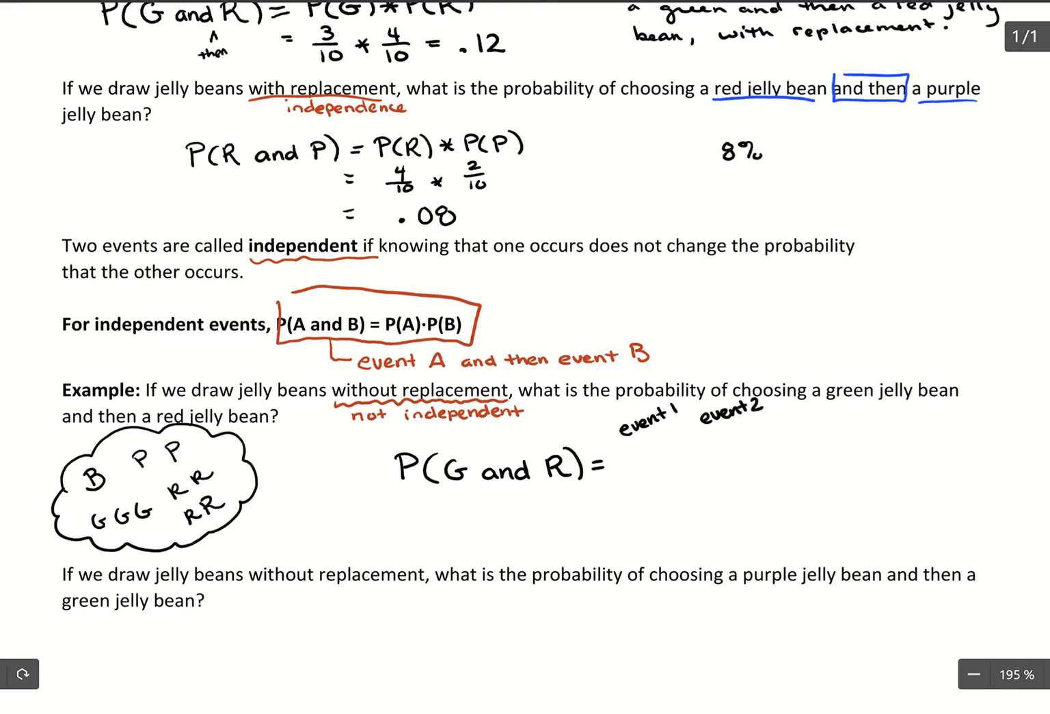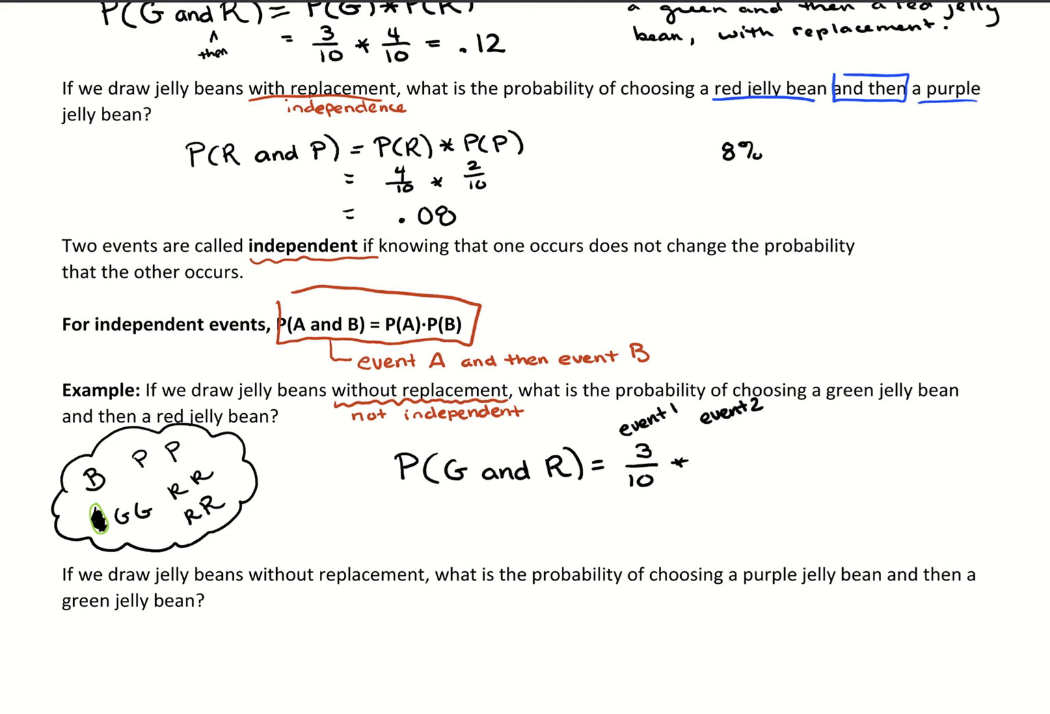Event 1 is just choosing our first jelly bean, which means we start with this bag of jelly beans, and what's the probability of choosing a green jelly bean? Well, it would be 3 out of 10. So that first probability is pretty much just the same as the probability of green. What changes is when we get to event number 2, because we've chosen this green jelly bean and now it's not in the bag anymore.